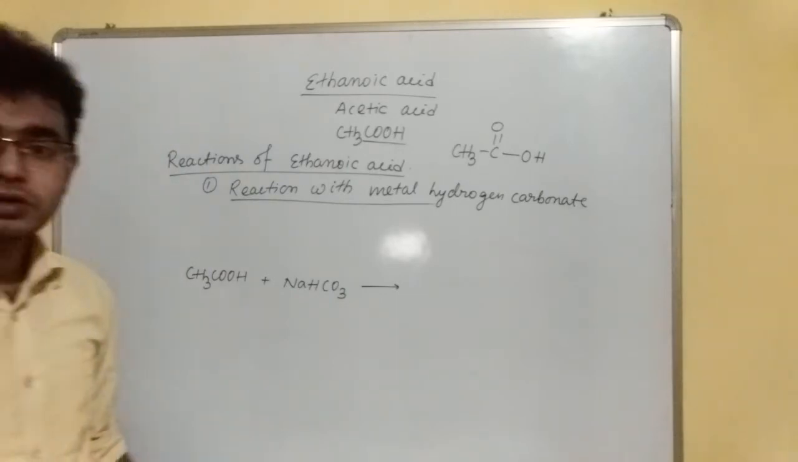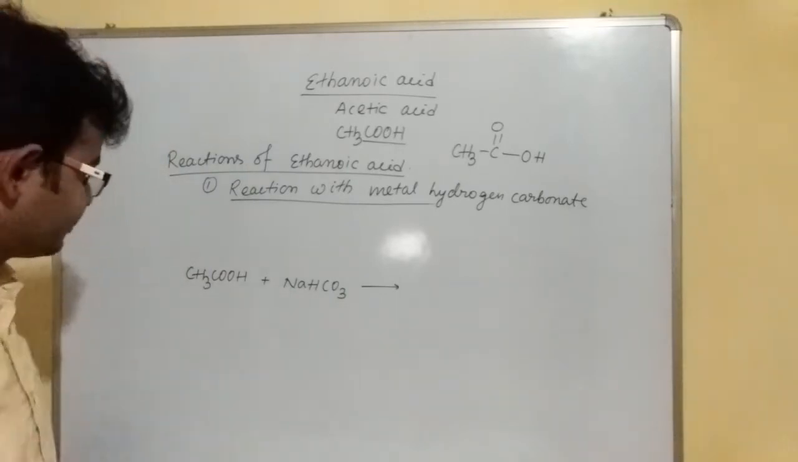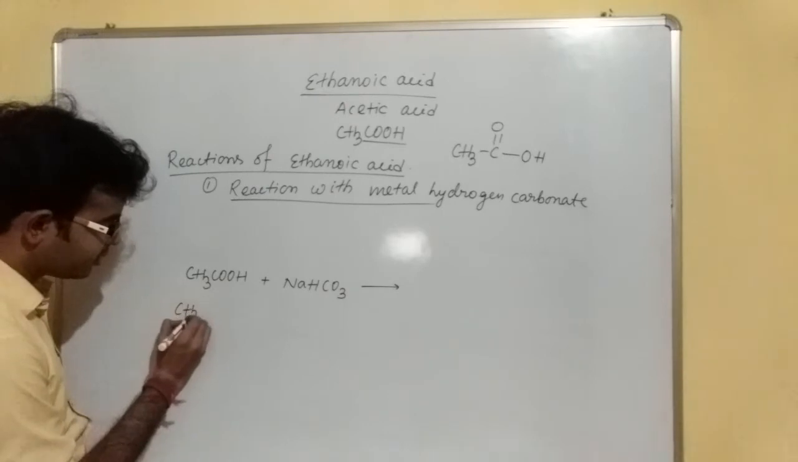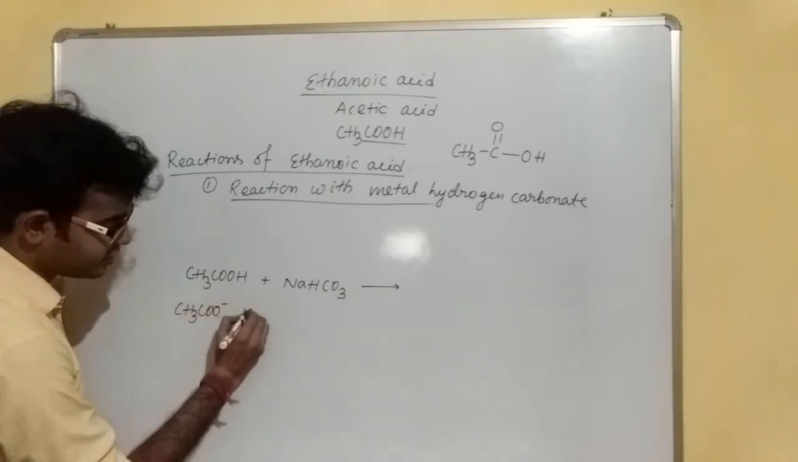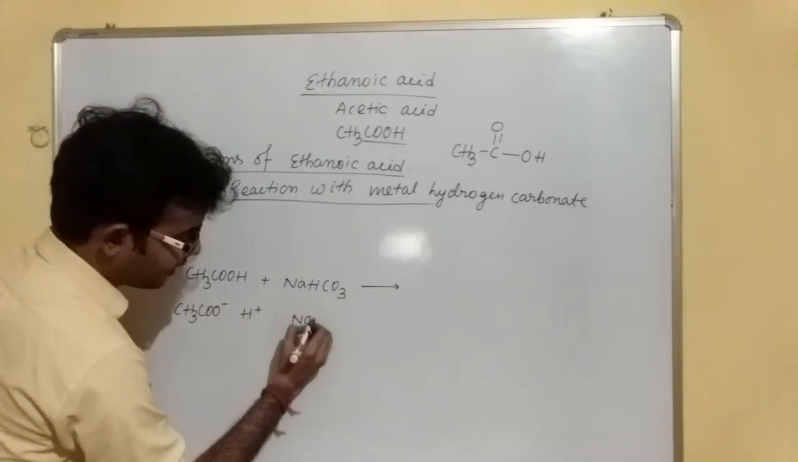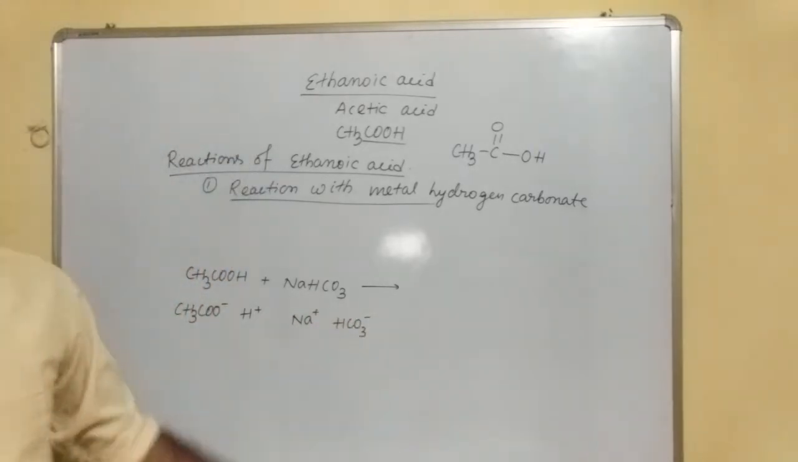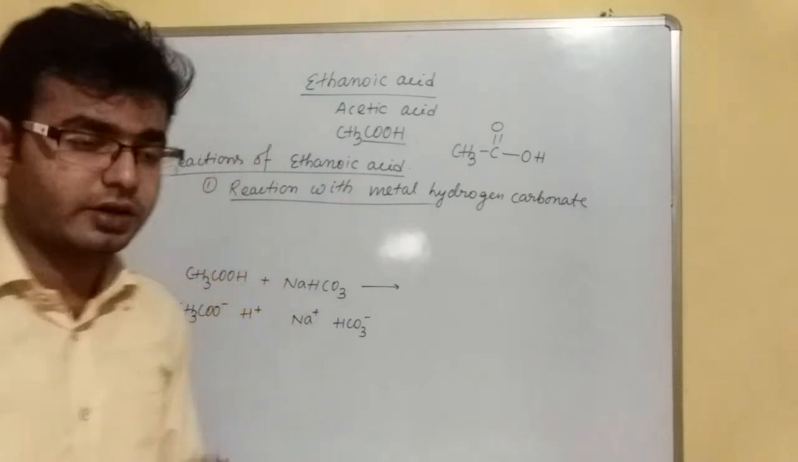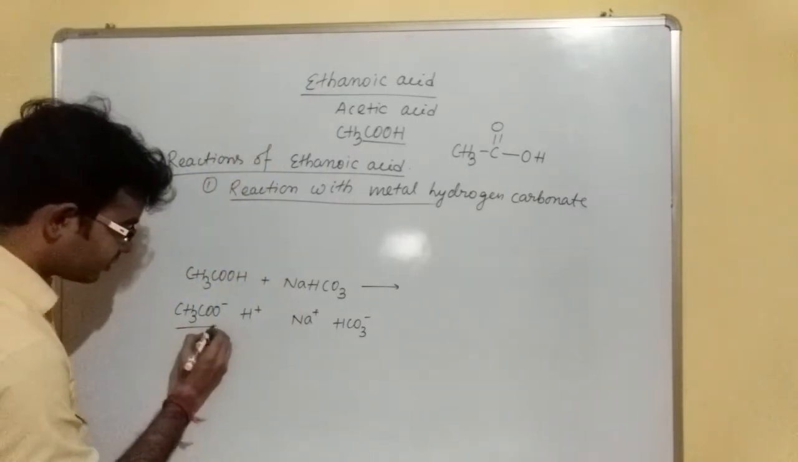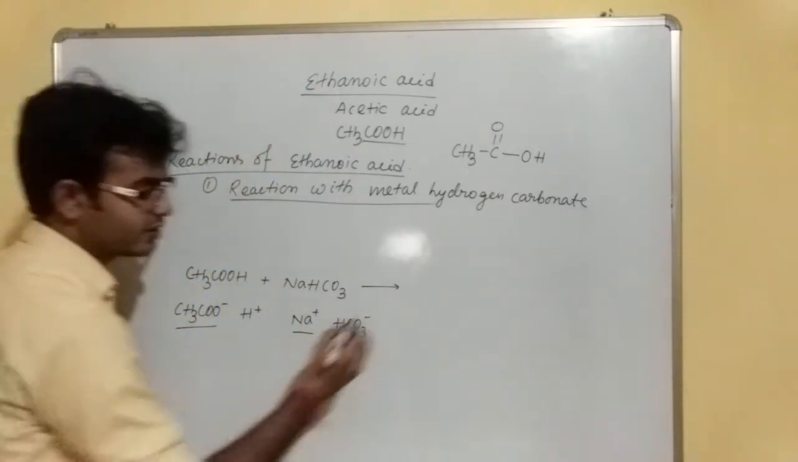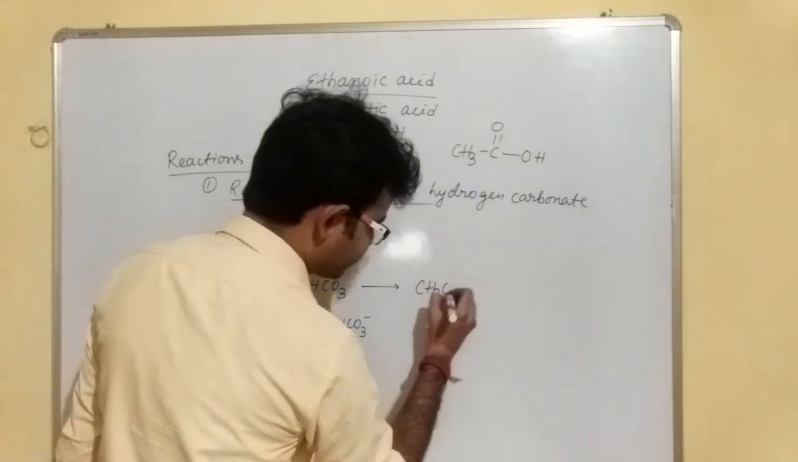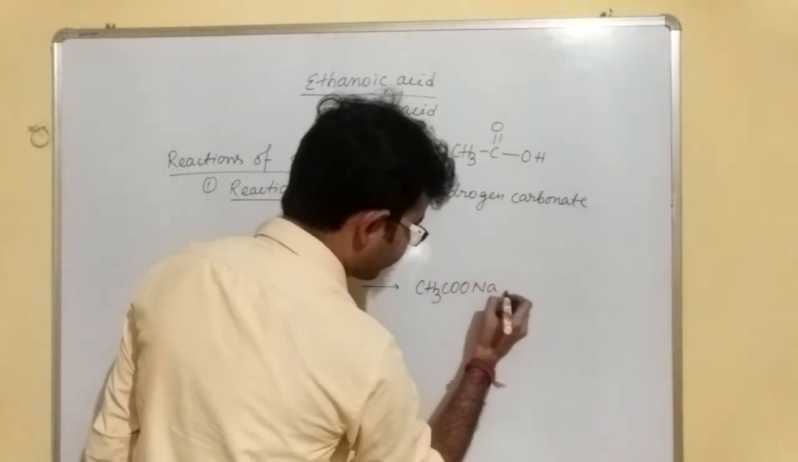To predict the product, we'll dissociate them into ions. CH3COOH will dissociate to form CH3COO minus and H plus. NaHCO3 will dissociate to form Na plus and HCO3 minus. This hydrogen carbonate ion is also called the bicarbonate ion. So these two will combine to form CH3COONa. So this one will be the product, CH3COONa, no problem.